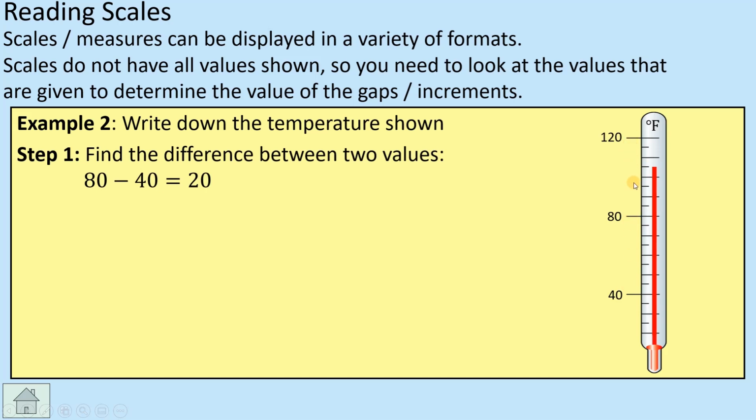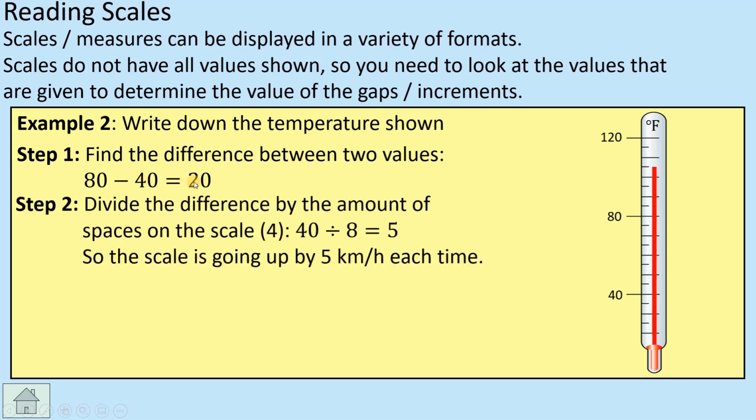Now, I could do 120 take away 80. That would be absolutely fine, or 80 take away 40. The increments are going to be the same. And you'll notice from here, this is incorrect straight away. 80 take away 40 is actually 40. So we need to kind of clarify that. And over here you can see it now corrects it. So the increments, let's have a look.